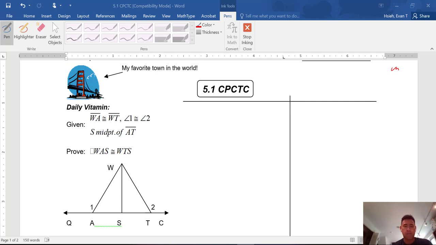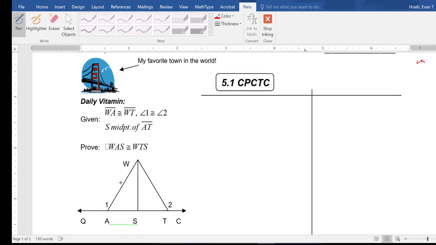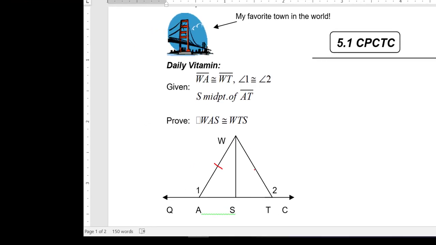And so it says that WA is congruent to WT, angle 1 is congruent to angle 2, and S is the midpoint of AT, like this. So you want to try to prove the triangles congruent to each other.